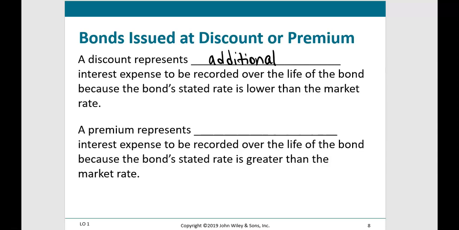That additional interest expense will be recorded over the life of the bond. A premium works the opposite way. A premium represents a reduction in interest expense. So the issuing company's stated rate on the bond is so high, and so many investors want it, that they're actually able to bid up the price. They can receive more today than face value, than the amount that they're going to pay out at maturity, because the stated rate on the bond is so high. So the cash interest is going to be greater than the actual amount of interest expense for a premium bond.